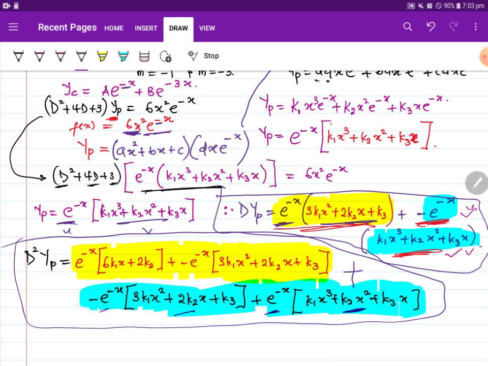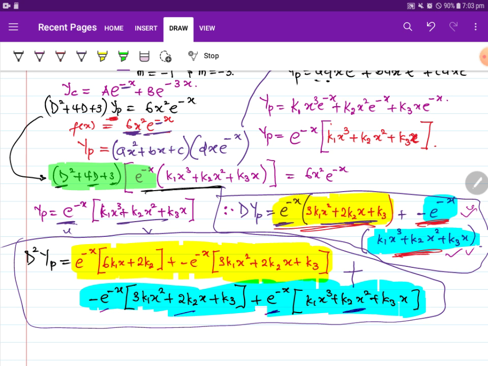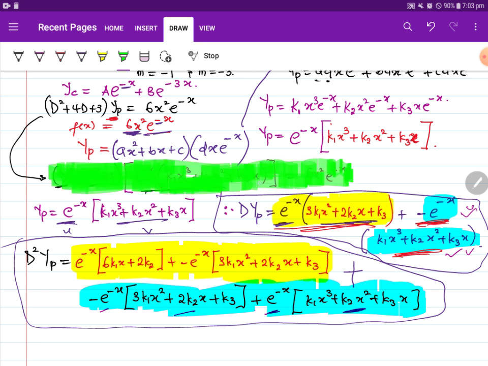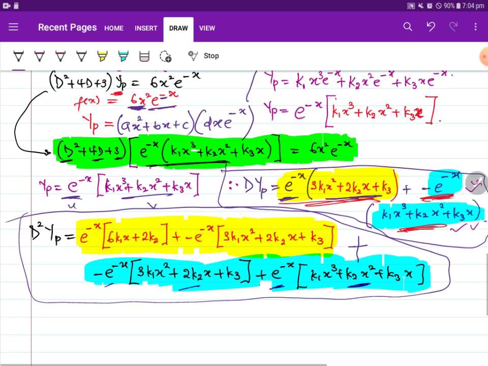Now I have to combine everything together into this particular equation. Let me highlight it with another color. Let's use green. Into this particular expression, we want to substitute our first and second derivative into what is here. Now let me change my highlighting pen to blue. Now let's substitute.